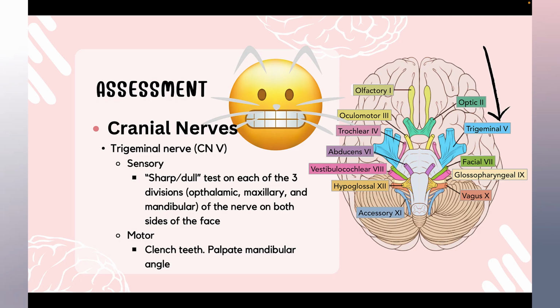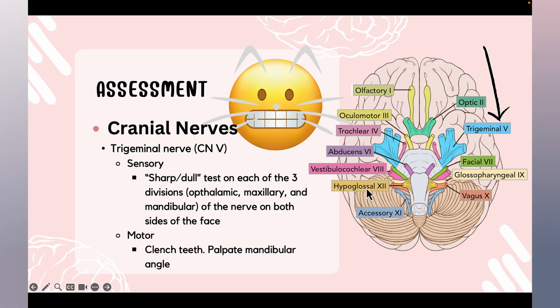So to test the sensory component, we would use the sharp dull test. And the easiest way to do that is with a Q-tip or something like that. I've seen people break the Q-tip in half. And the sharp part is the end without the little cotton ball. And then the dull end is the end with the cotton ball. You'd have the patient close their eyes. You'd tap each end on their face in those different areas and have them tell you, is this sharp or dull? You typically say, does this feel sharp or dull? Or you would say, how does this feel?